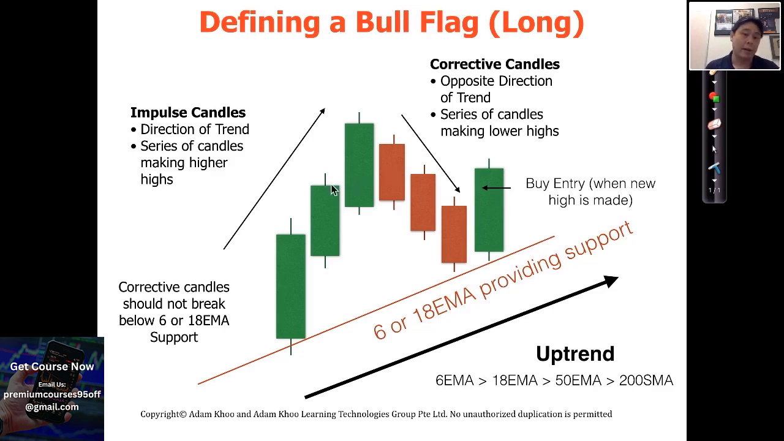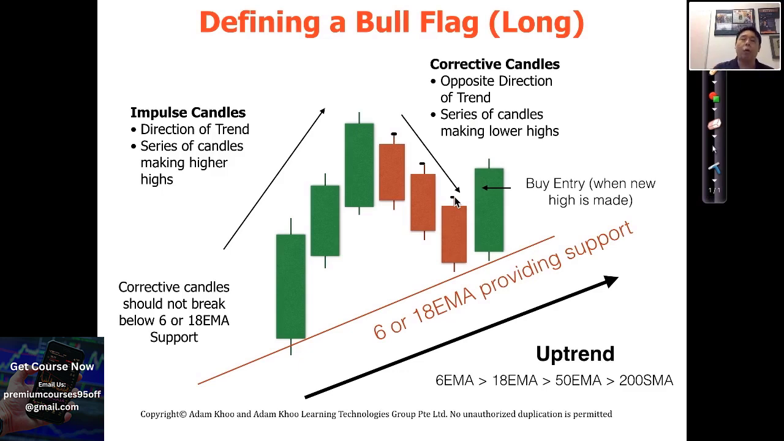Let me repeat that again. We have an impulsive wave, we have a corrective wave, and we're going to enter a buy right at the start of the new impulsive wave. So how do you know the new impulsive wave is starting? The answer is when you see the price making a new high. As you can see, during the corrective candles, it keeps making lower highs. This high, and this high, and this high, lower highs and lower highs.